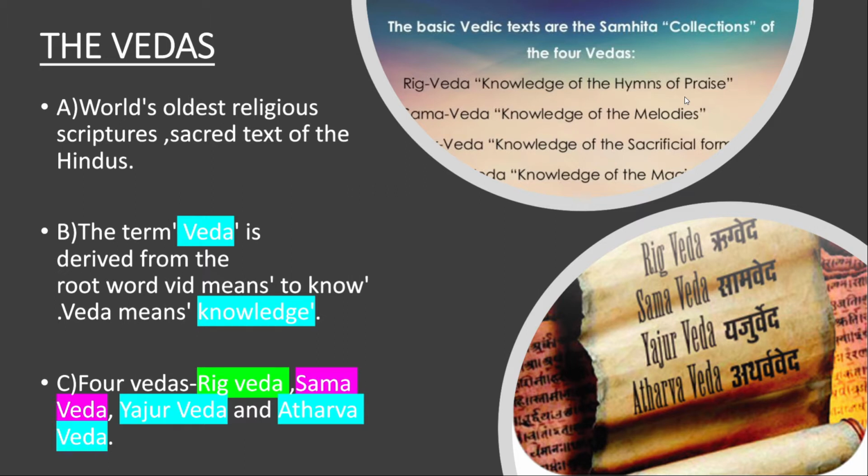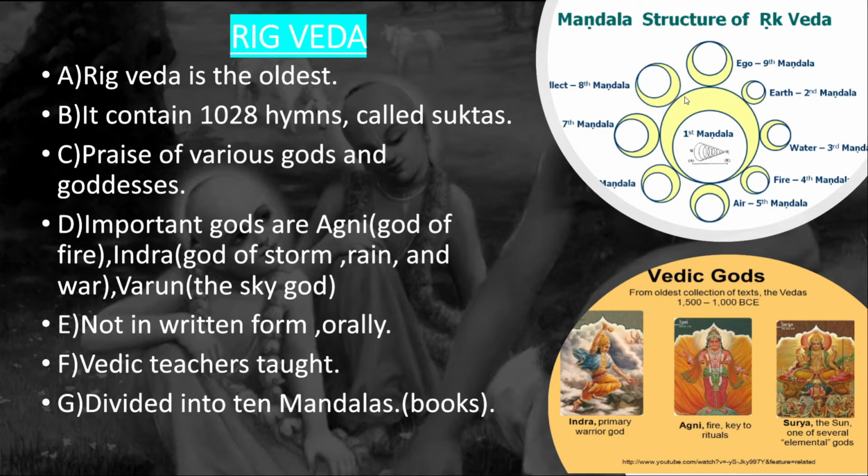The term Veda is derived from the root Ved, which means to know. Thus, the term Veda means knowledge. How many types of Vedas are there? Four. Good. There are four main Vedas. Which are they? They are the Rig Veda, Samaveda, Yajur Veda and Atharva Veda. So first we will take the Rig Veda.